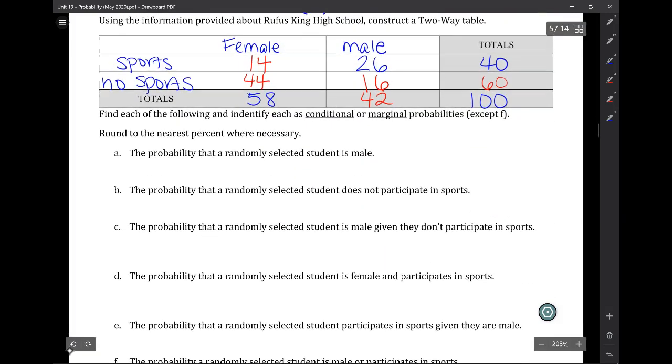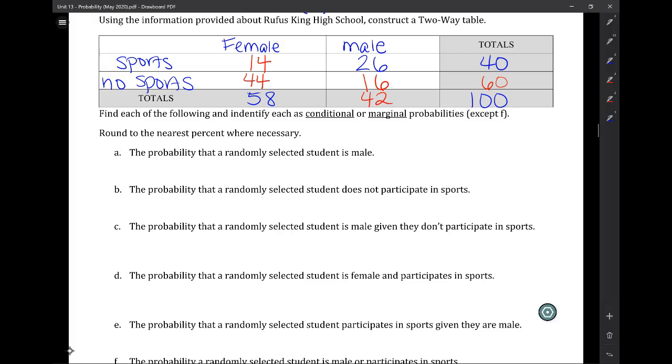All right, so now we have our entire table filled out, and we should be able to find each of the probabilities given below. So find each of the following and identify it as conditional or marginal probabilities. And I'm actually going to add one more type in here. I'm going to call it joint probabilities. All right. Round to the nearest percent where necessary.